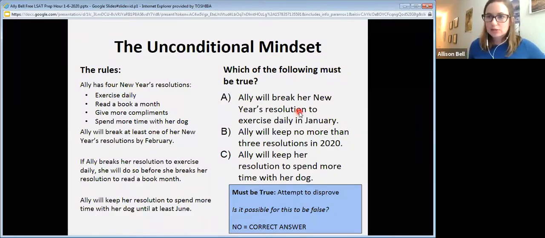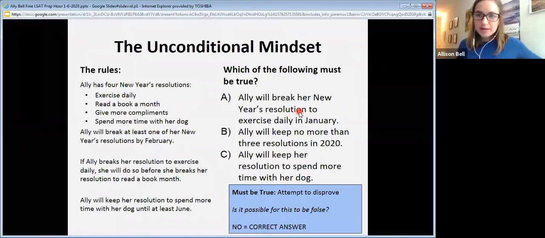And one of two things will happen. Either I will be able to disprove that answer choice, in which case it doesn't have to be true and I'll cross it off, or I won't. I'll find out that it's not possible for that to be false and I'll have found the correct answer. So let's apply that mindset to these three answer choices here and see which ones of them hold up.